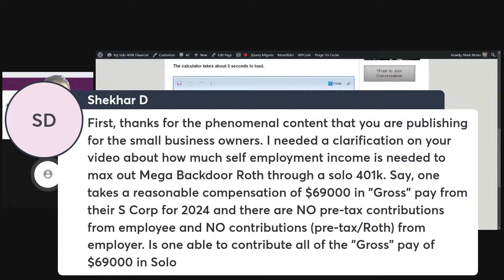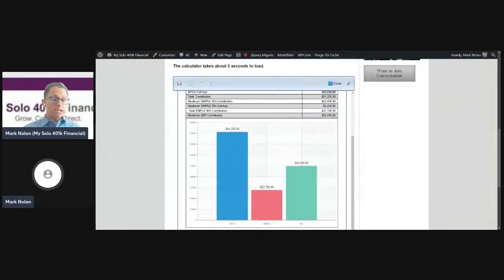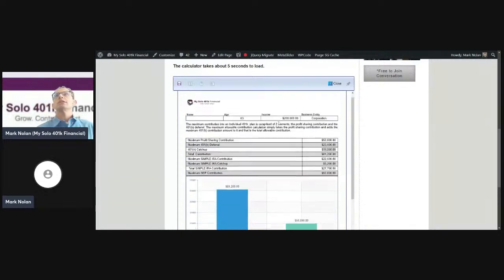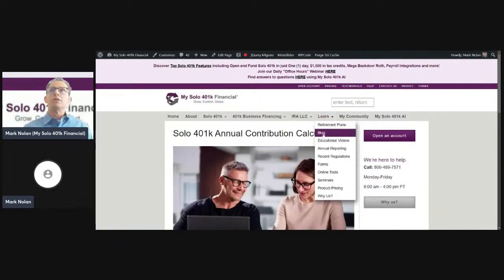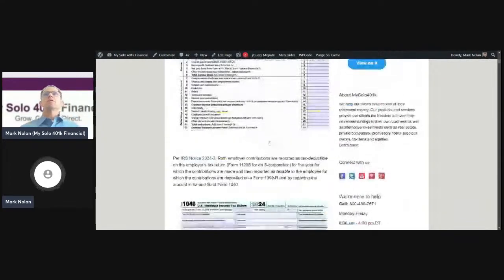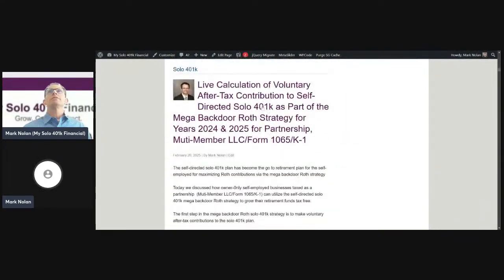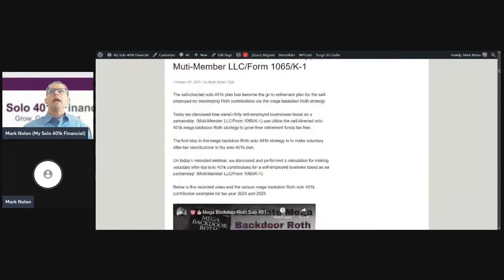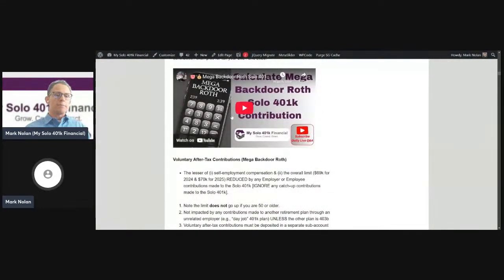Yes. The short answer is yes. And let's do a calculation on that. And the reason being, and we actually did a presentation on this last week. Voluntary after-tax solo 401k contributions as part of the Mega Backdoor Roth solo 401k, those are dollar for dollar. So it takes less income to maximize those voluntary after-tax solo 401k contributions, which can then be converted to the Roth solo 401k or to the Roth IRA.